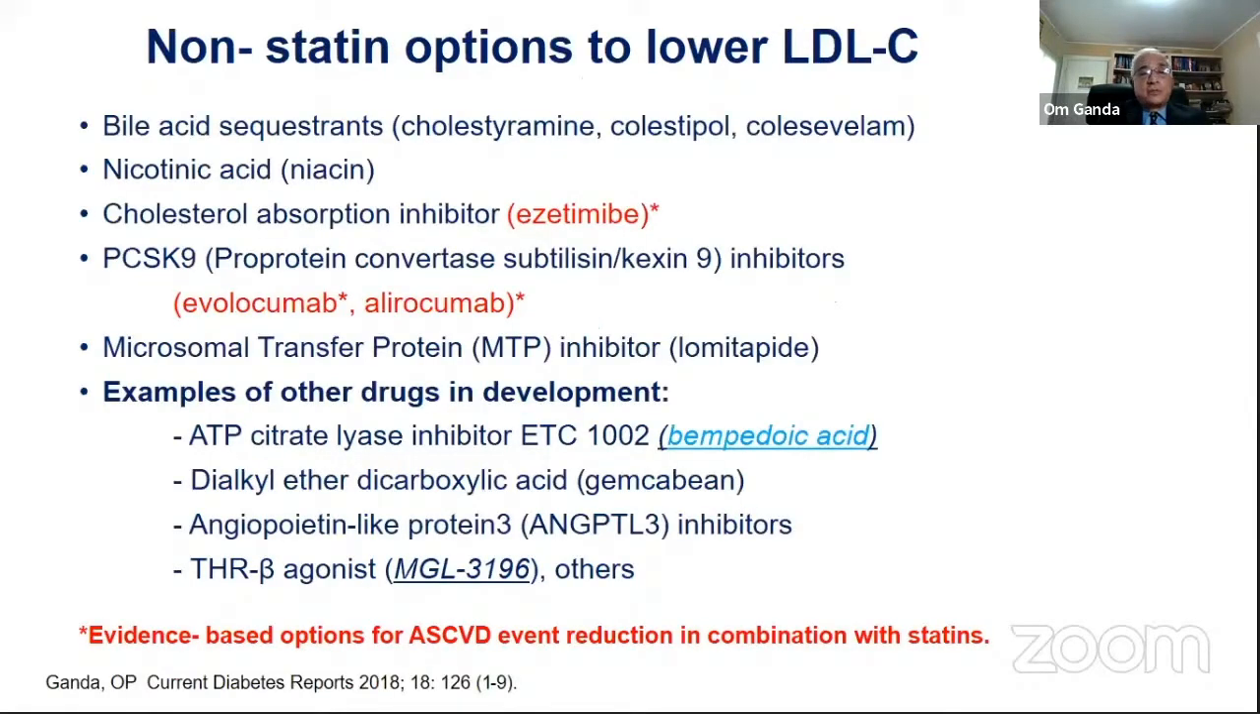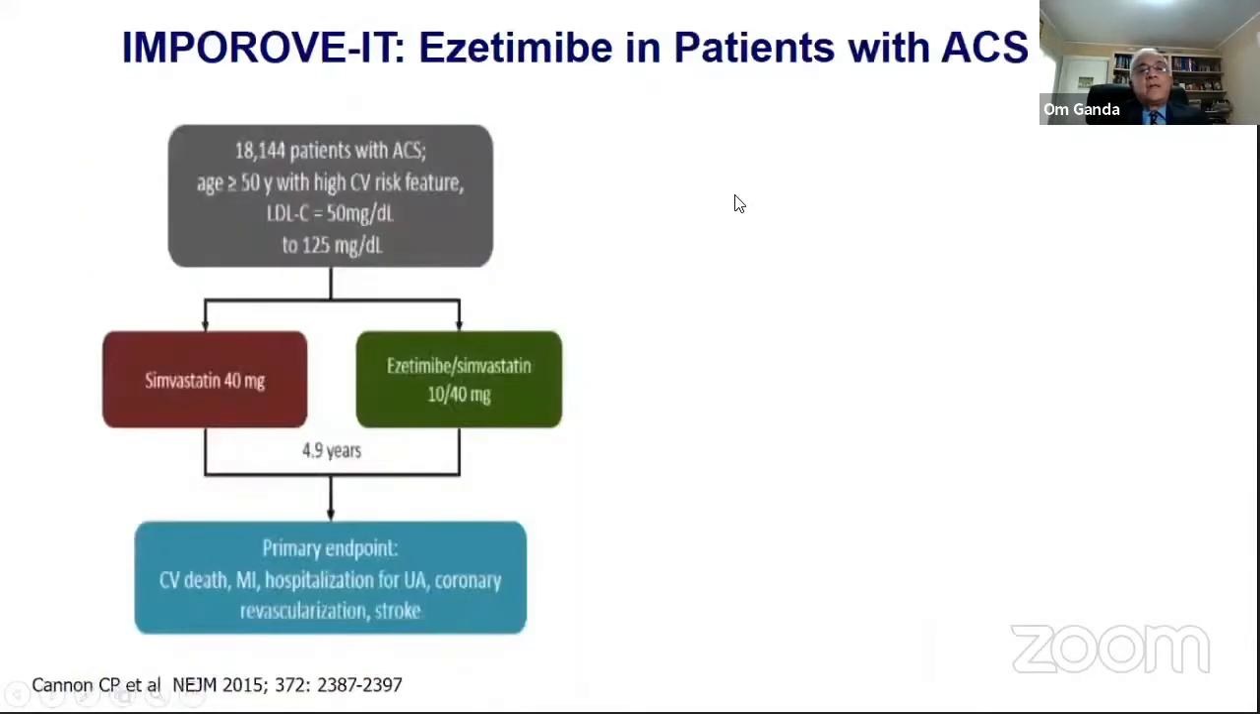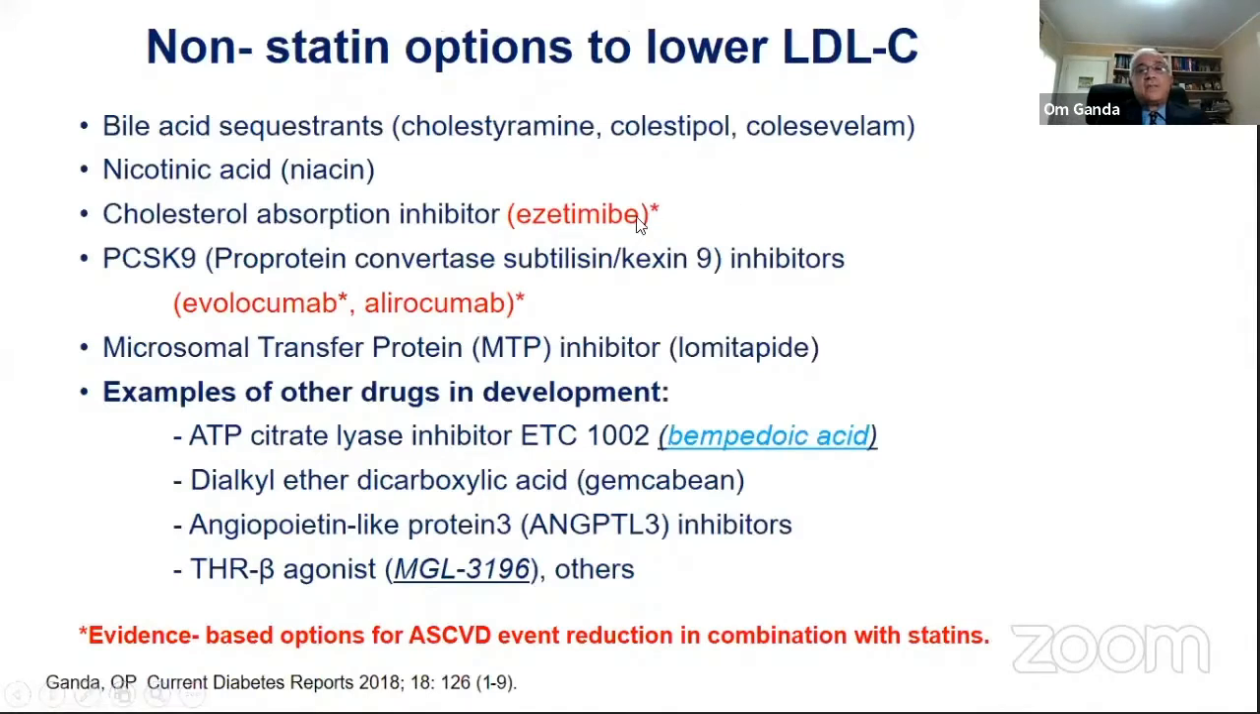Well, we have a lot of options. This is from a review I published a couple of years ago, where I just listed all of them basically and brought it up to date. And what I want to point out is there are only two classes of drugs that are approved for reducing cholesterol and reducing cardiovascular events after statin. So use statin as much as you can in any dose you can, and then go to ezetimibe first. And if that's not enough, then the only other option is PCSK9 inhibitors that I'm going to talk about.